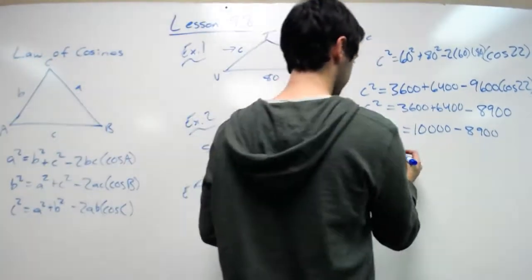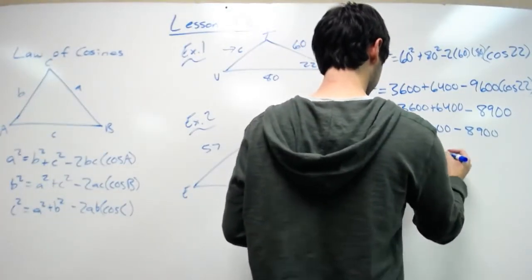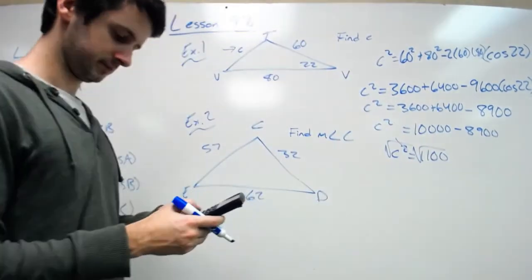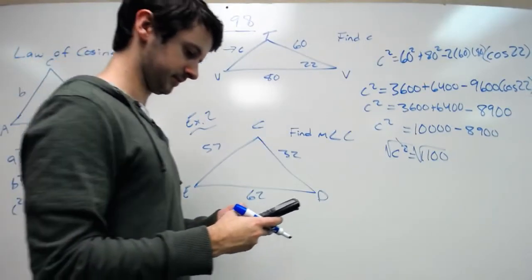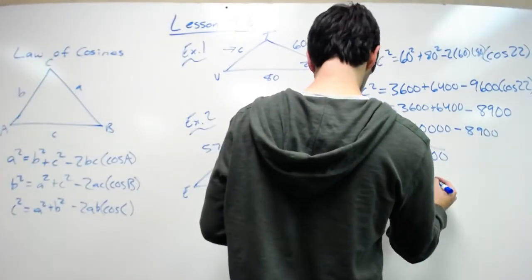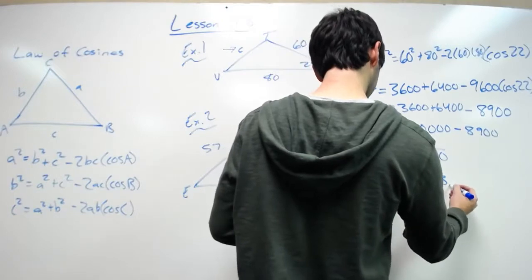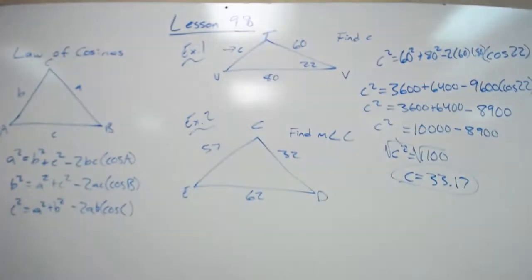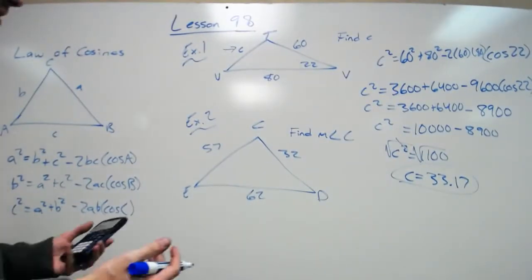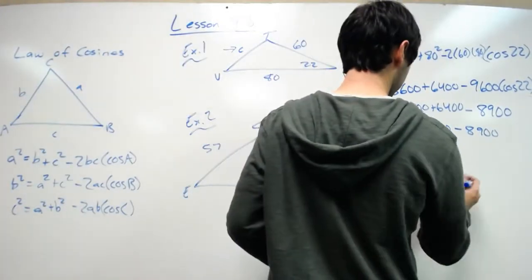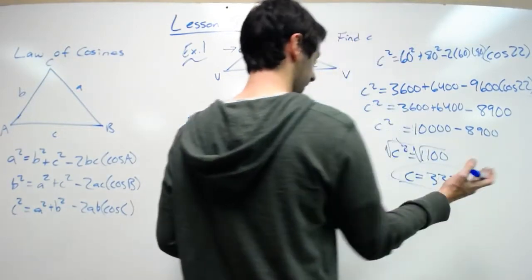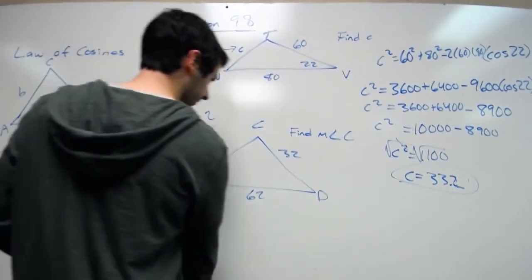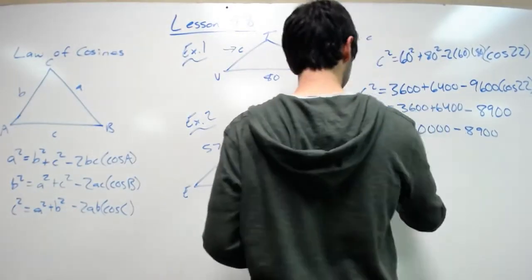is 1,100. So c squared equals 1,100. Square root both sides and get c is approximately 33.17. Oh, it's at the nearest tenth, so 33.2. And that's all you do for law of cosines. You're just plugging things in. If you know the formulas, it's not so difficult.